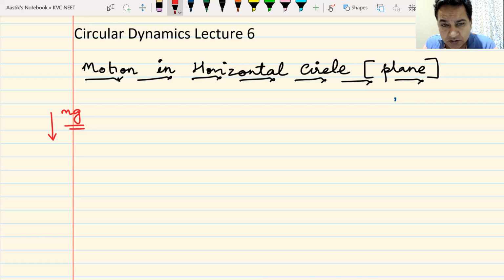Which one will be called the horizontal plane? One plane is this, the front wall. One plane is this, the side wall. One plane is this, your ceiling or your floor. Which plane is horizontal? Tell me. Which plane is horizontal? Anyone?